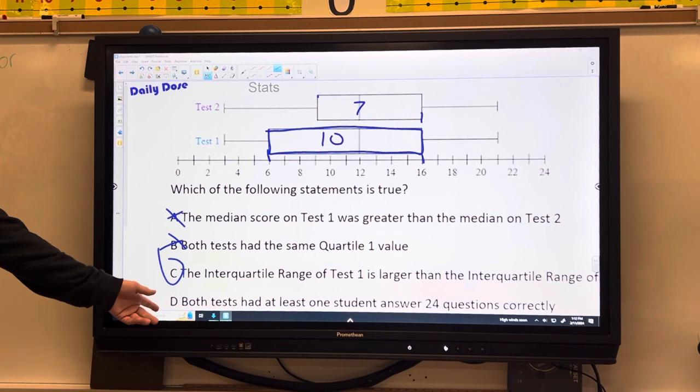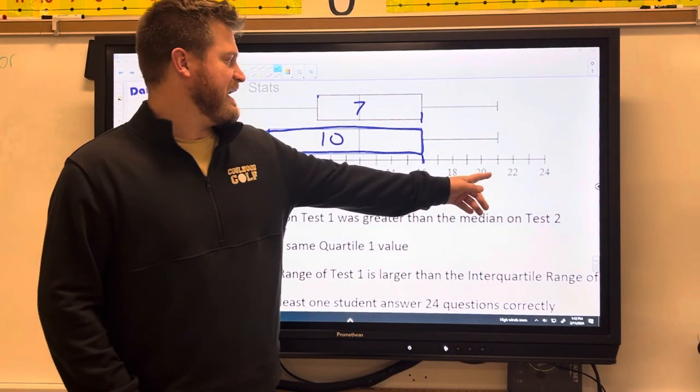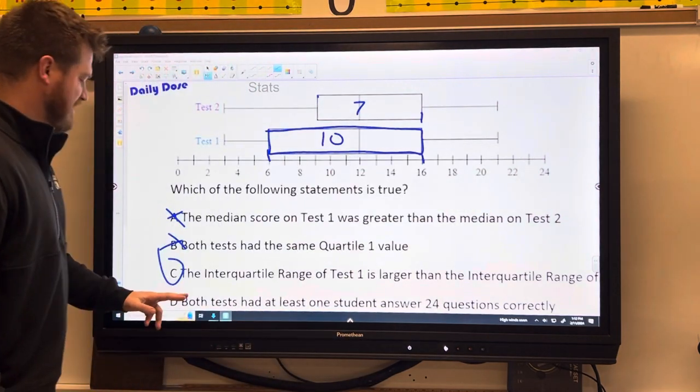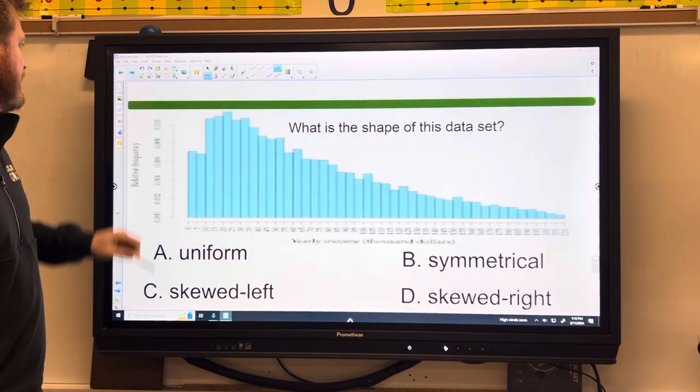Last but not least, just to make sure, are both tests... Did at least one student score 24 questions? Nope, both maxed out at 21. So your answer is C. Give yourself a pat on the back. You got C. We're moving on to mental math.